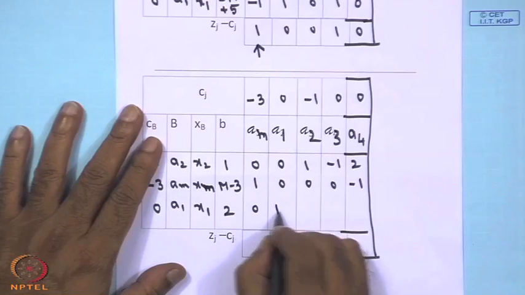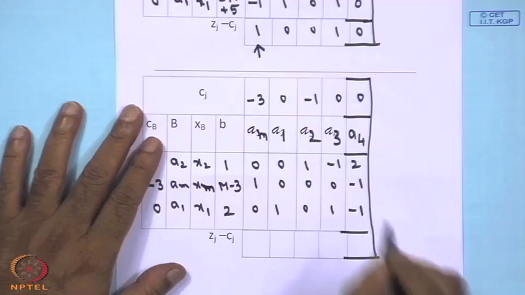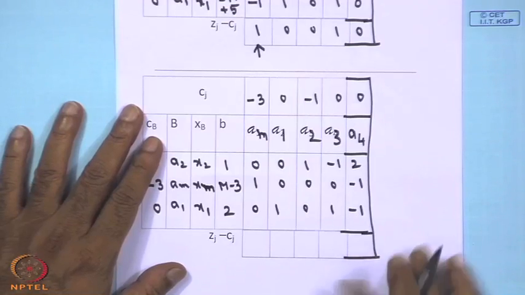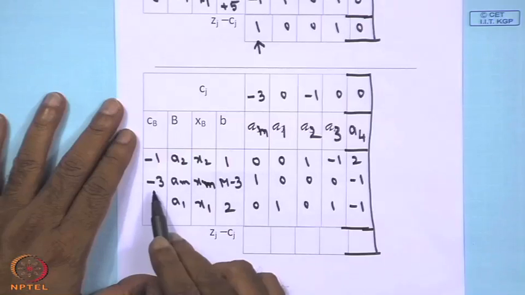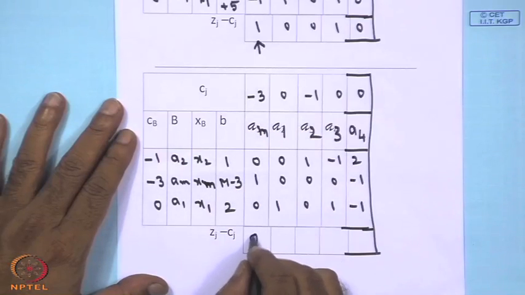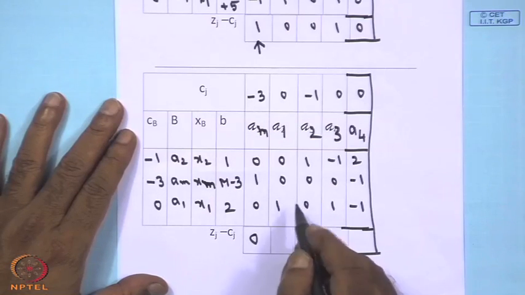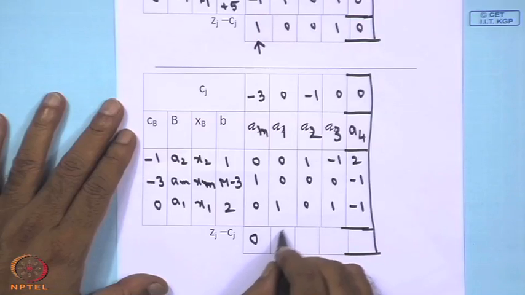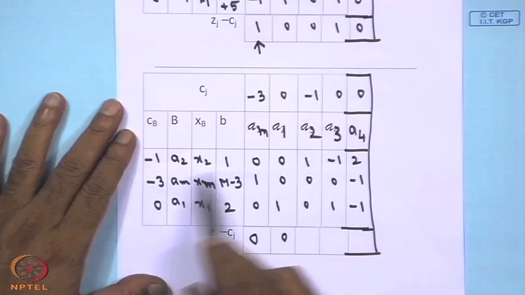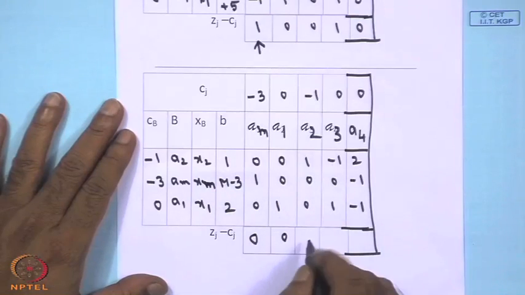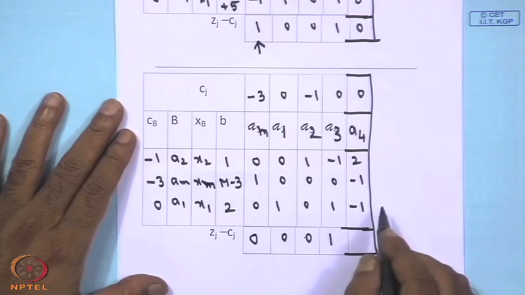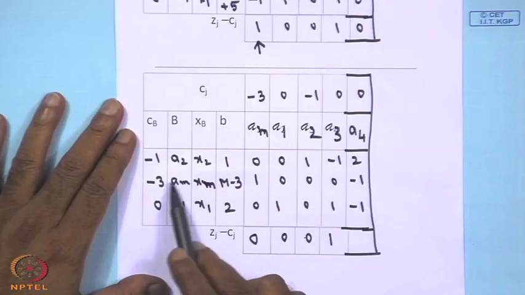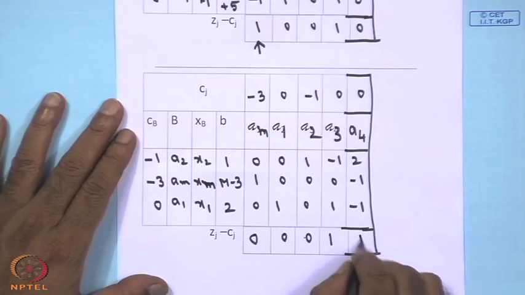This will become 0, 1, 0, 1 and minus 1. If you calculate the z j minus c j values, minus 1 into 0, 3 minus 3, so it is becoming 0. The next one is 0. The next one will be minus 1 and this one, so it will be 0. In the next one also, minus 2 plus 3, so 1 will come.